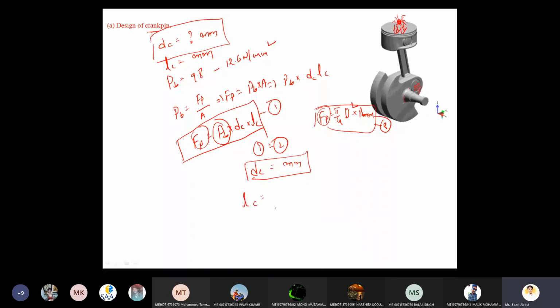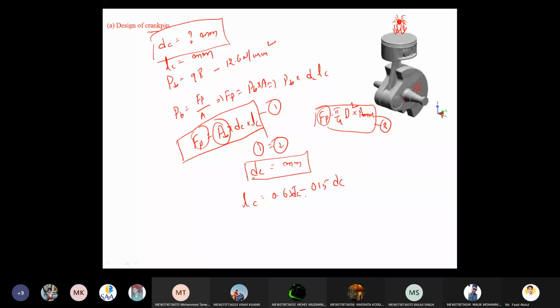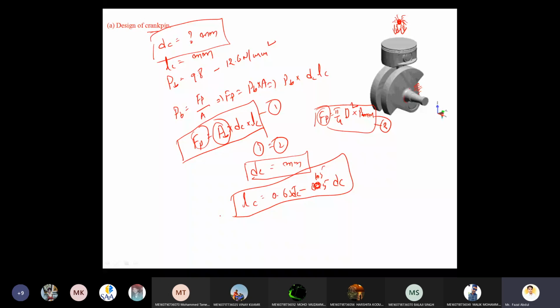What is the Lc here? The empirical relation is given. Lc is equal to 0.65 to 1.5 times the diameter of the pin, that is 0.65 Dc to 1.5 Dc. Now, after calculating this diameter, we have to check for the bending stress.